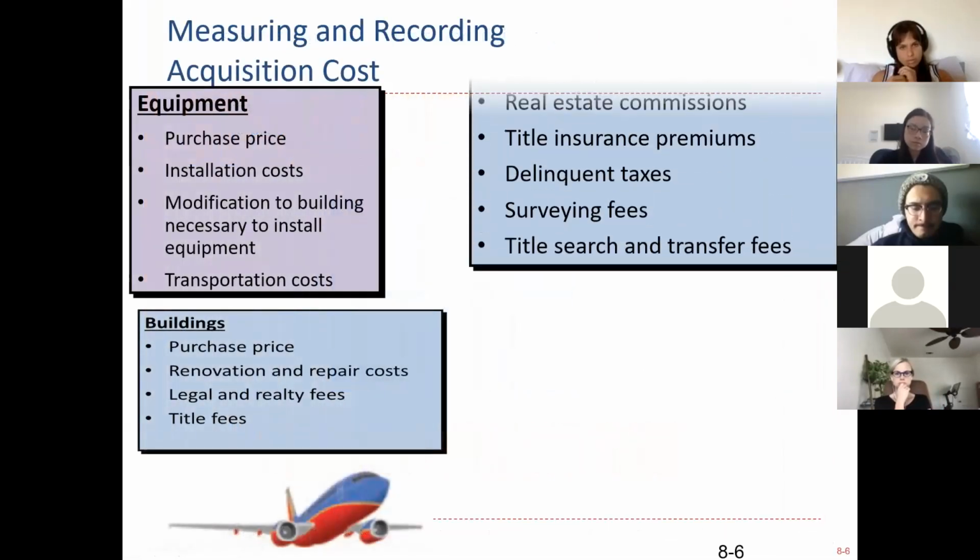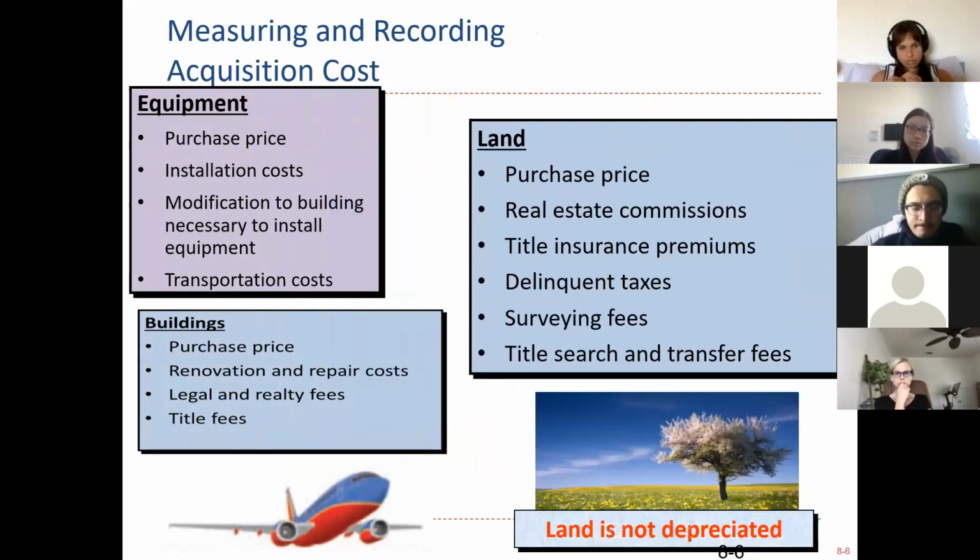Capitalize, measuring and recording. So, I think they do a pretty good job in this part of the book on these acquisition costs. Equipment. We buy a machine. We have to renovate our own factory to bring it in. We have to do something else to bring it in. We have to pay to bring it in.